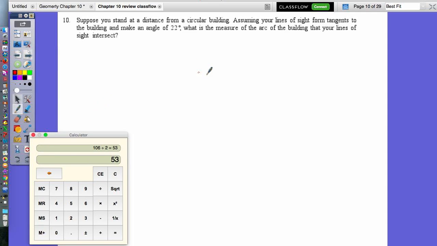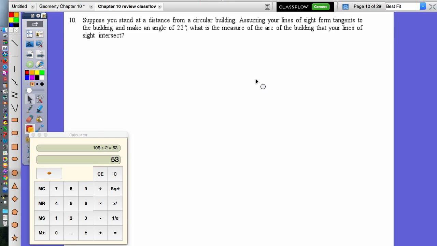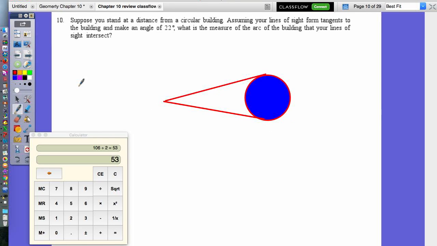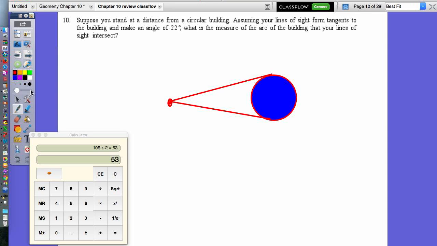Number 10. Suppose you stand at a distance from a circular building. Assuming your line of sight forms tangents to the building and makes an angle of 22 degrees, what is the measure of the arc of the building that your lines of sight intersect? So, I'll do this really neatly for you guys. There's the circular building. You're standing here. So when you look at the building, you don't see the whole building. You obviously see part of it. You can't see around the back.